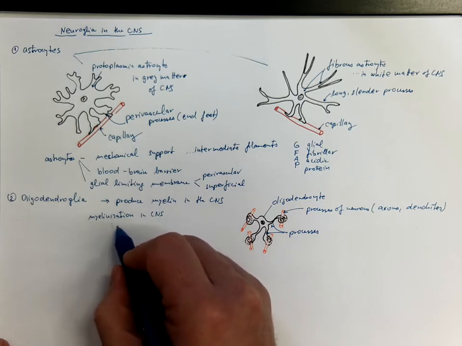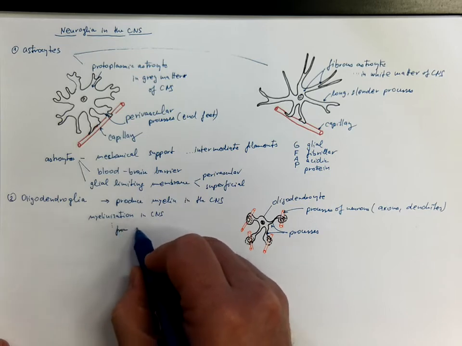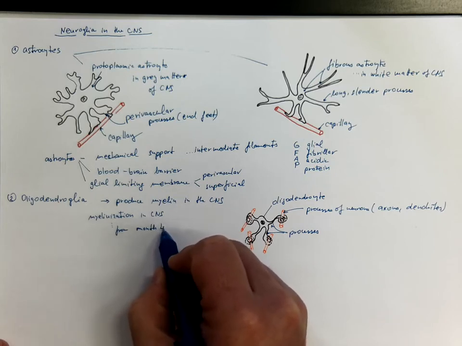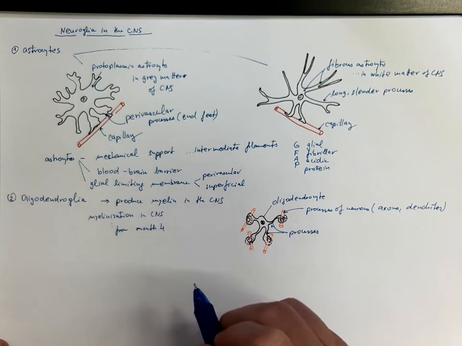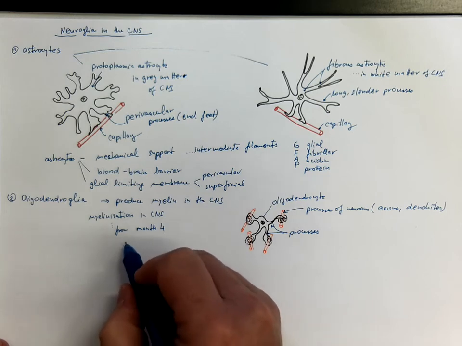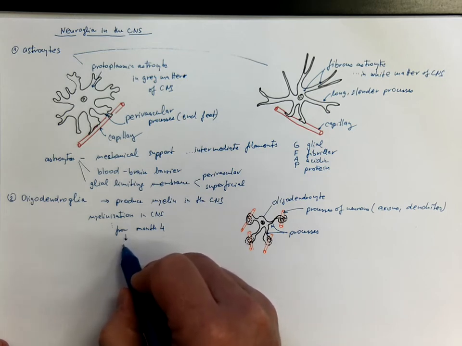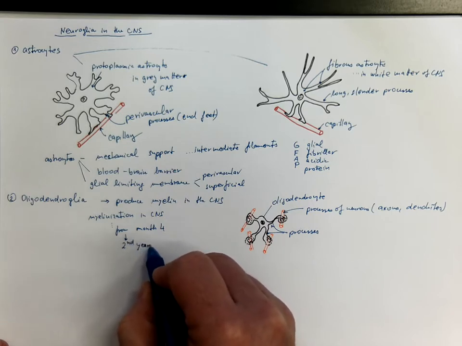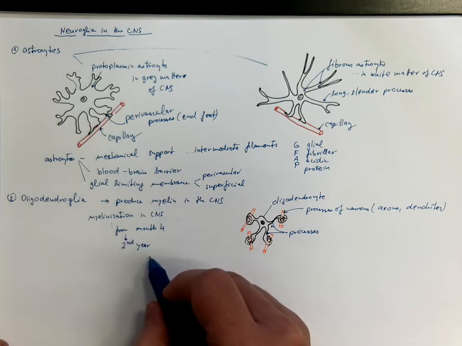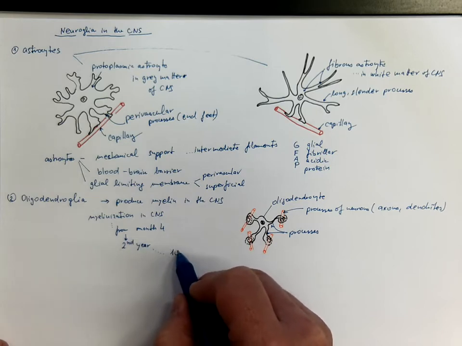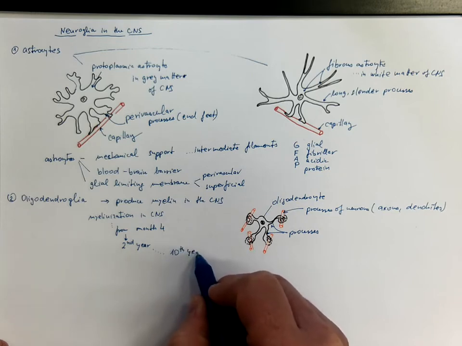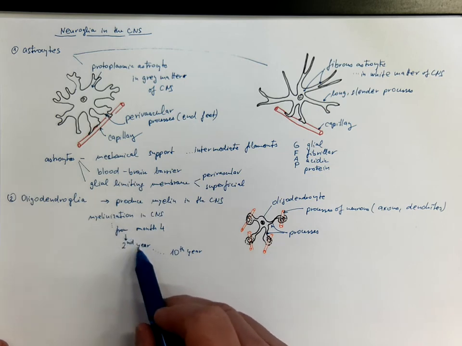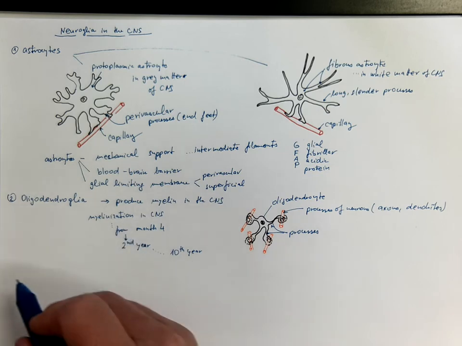It starts with the 4th month of prenatal development, but it proceeds to the 2nd year quite rapidly, but it could be proven up to the 10th year of age. So the myelinization in the CNS is an ongoing process during human ontogenesis.